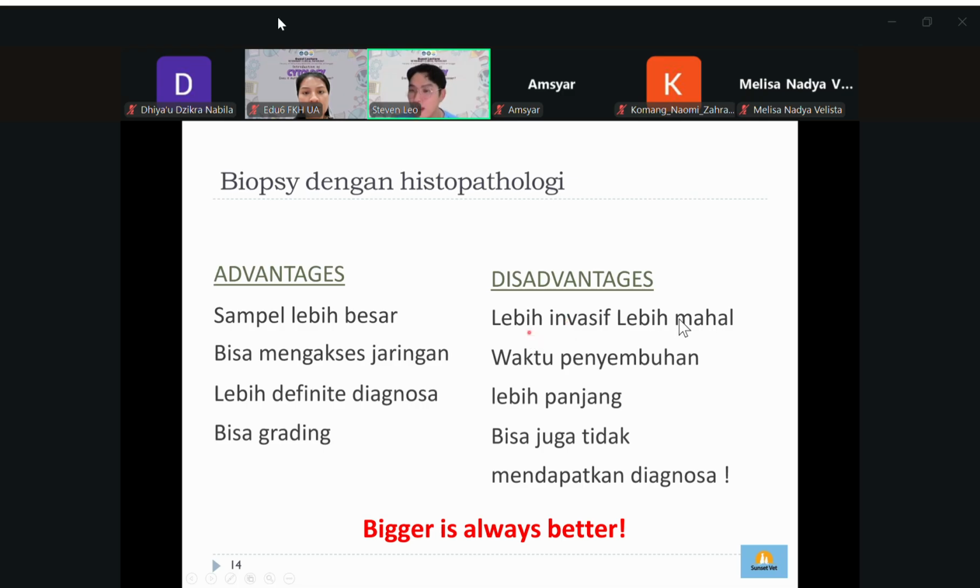It's more invasive because you need to sedate the animal, put in stitches, and it takes time for healing. Usually if you do only FNA, there is no healing period, but for the biopsy you have to wait until the wound heals. There is also a possibility that you would not get any diagnosis if you do not get a proper sample. You need to make sure you get a good sample.